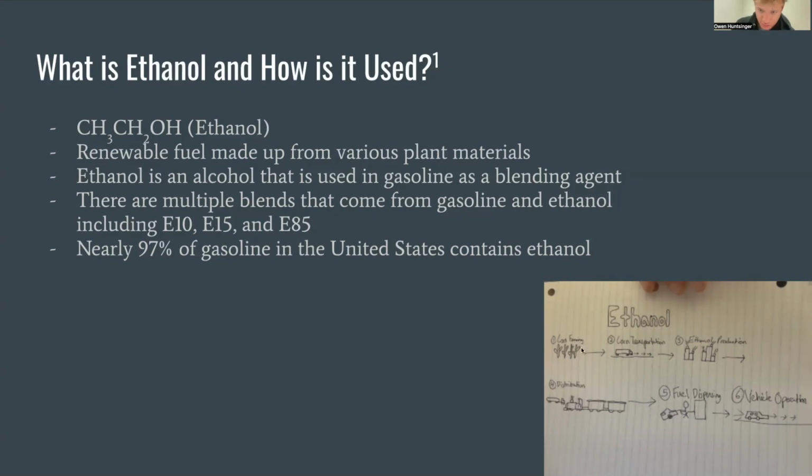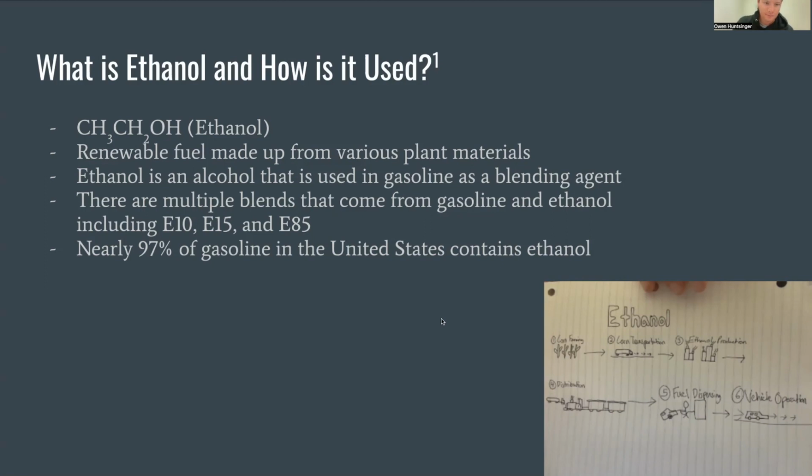So here is my pitiful drawing of how ethanol is distributed. It starts at corn farming, then moves to corn transportation, and this corn is transported to ethanol production facilities, and distribution through railroads, trucks, whatever. And then there's fuel dispensing. This is supposed to be a guy pumping gas at a gas station into his car. And then the last step, the vehicle actually moving.